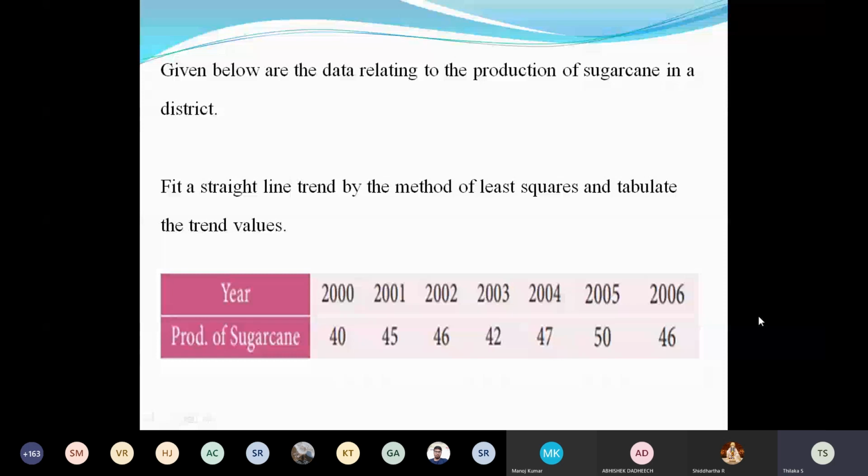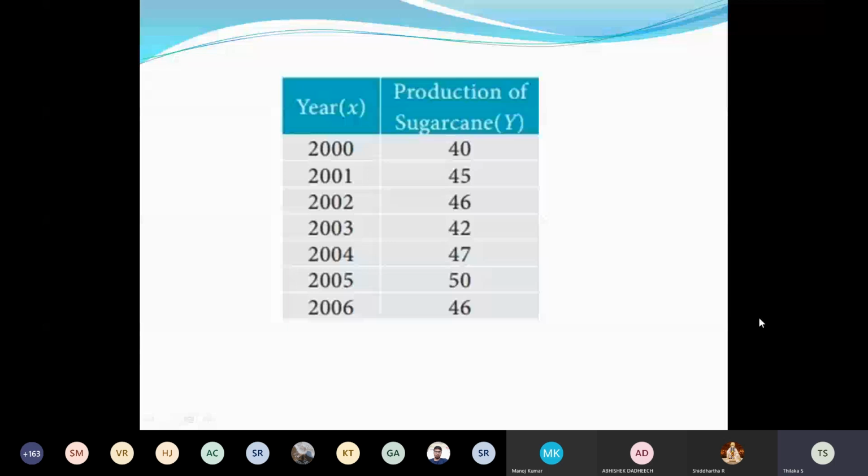See the range of the variable which was given, that is the production. If you join those points, we'll get some ups and downs: 40, 45, 46, it increases, again it decreases, increases, and again it decreases. So if you plot this original actual data, we will get some ups and downs on the line. From that we have to plot the trend line, which is a linear one. So this was the thing which was given in the problems. Year starts from 2000 to 2006, and the production of sugarcane starts from 40 to 46.